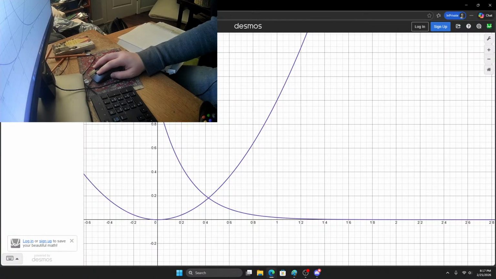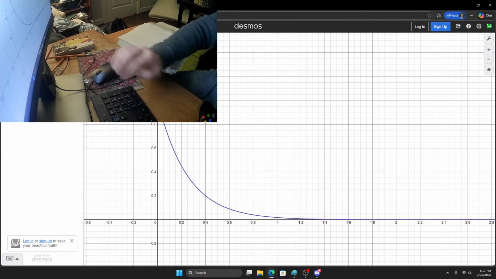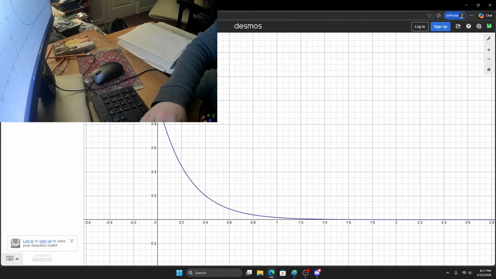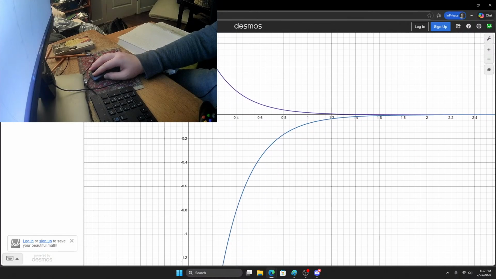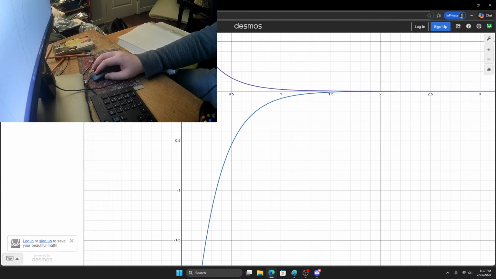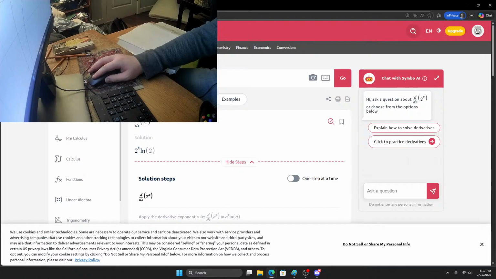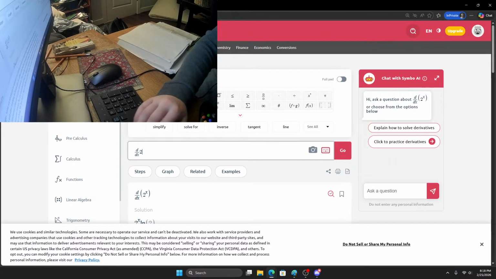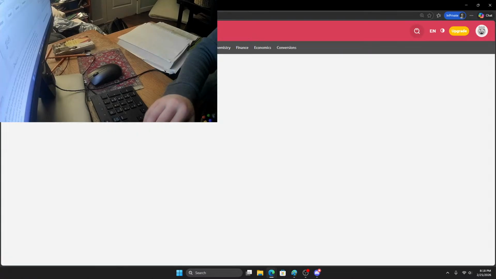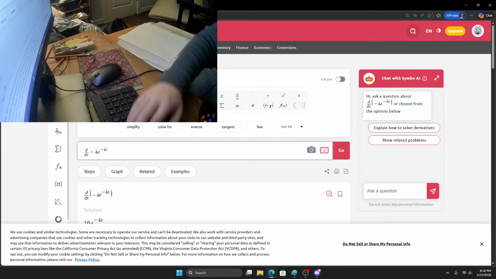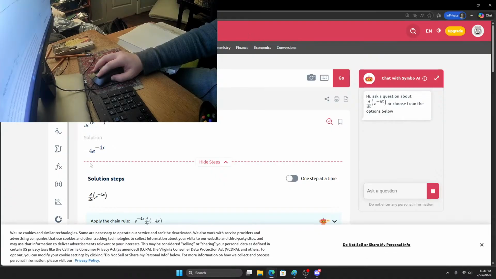Okay, anywho, so e to the negative 4x. You got to multiply by negative 4. So then you get negative 4e to the negative 4x. And that should be the derivative, if I'm not mistaken. Just going to go ahead and verify that, though. No, wait. Yep, I was right.